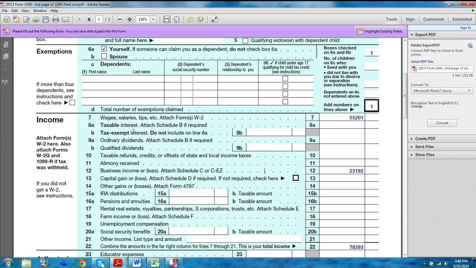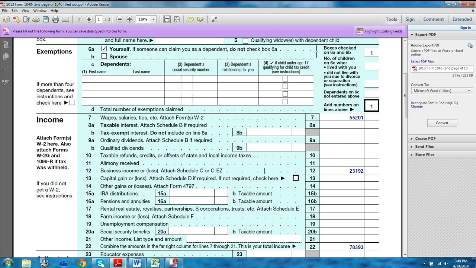Then you have taxable interest and tax-exempt interest. Some interest is not taxable by the federal government. If it's not taxable, it would go in line 8B. If it is taxable, it'll go in 8A. Same thing with dividends. You have to pay taxes on the dividends that you earn. If you have qualified dividends, they get a preferential tax rate of either 0% or 15%, depending on your normal tax rate. Your qualified dividends would go right there on line 9B, but they would also go on line 9A.